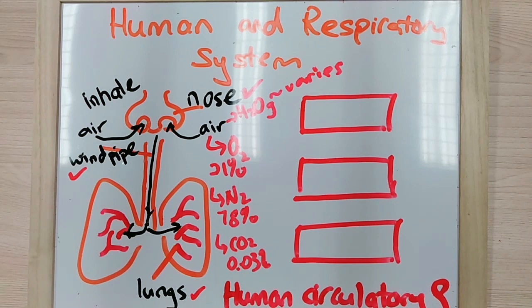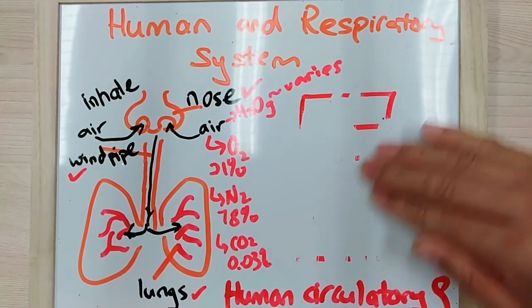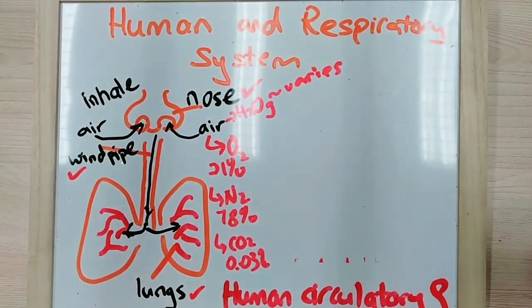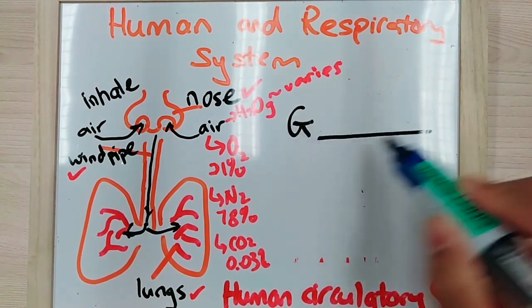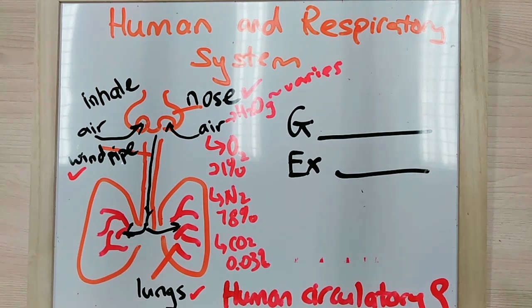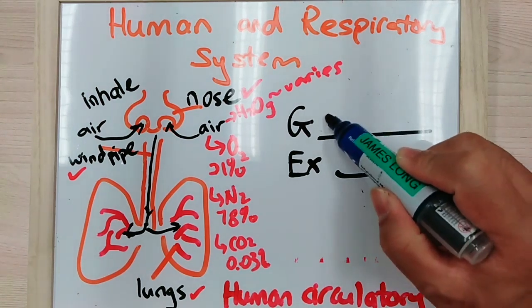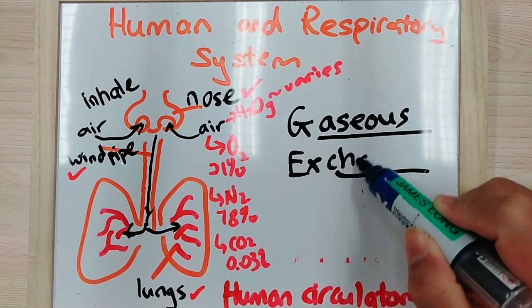Now let's try to remember what's the function of the lungs. Something happened at the lungs, and let's not show this part first. So what happened at the lungs is this thing called, let's see if I can remember or not. Can you remember this? Great job. Gaseous exchange happened at the lungs.